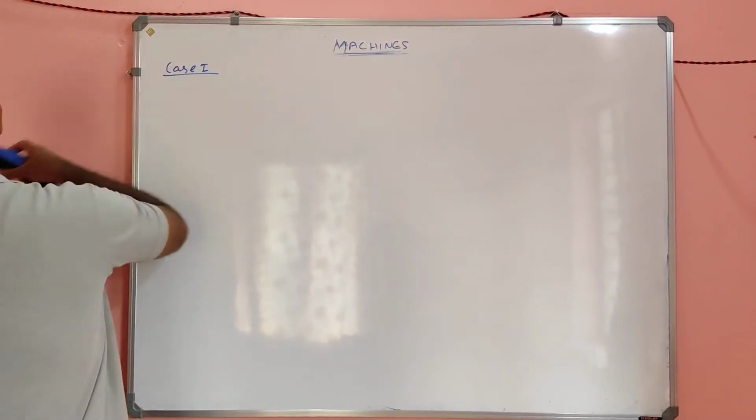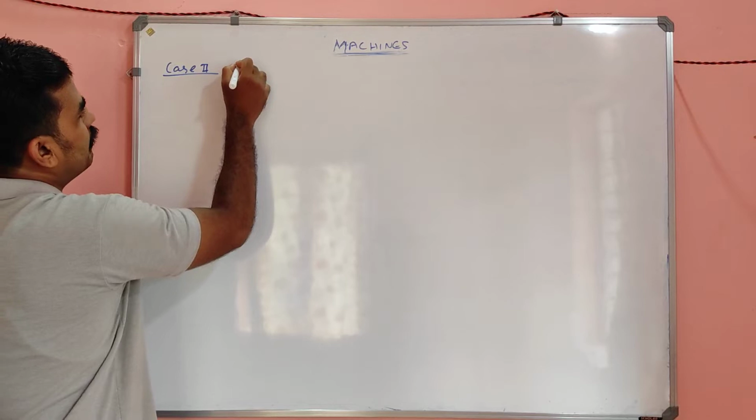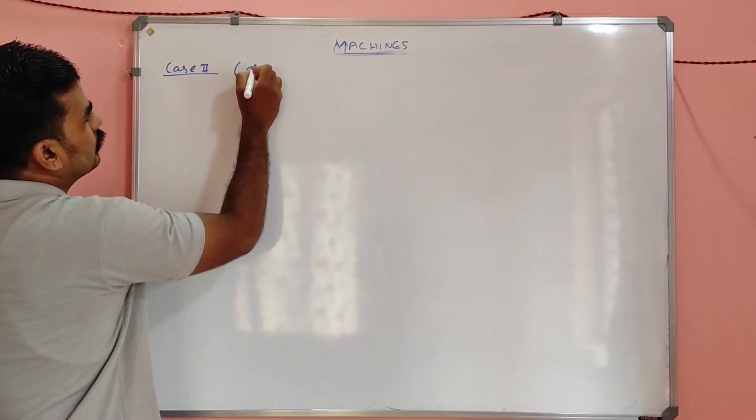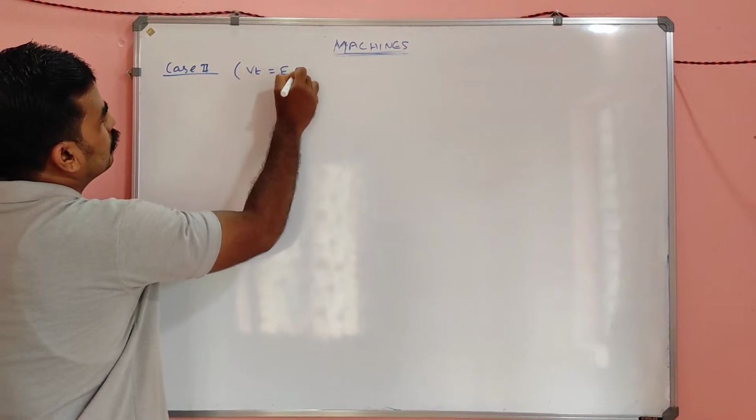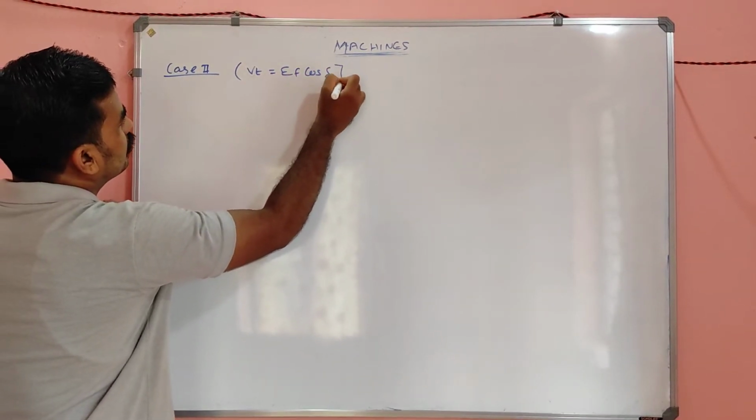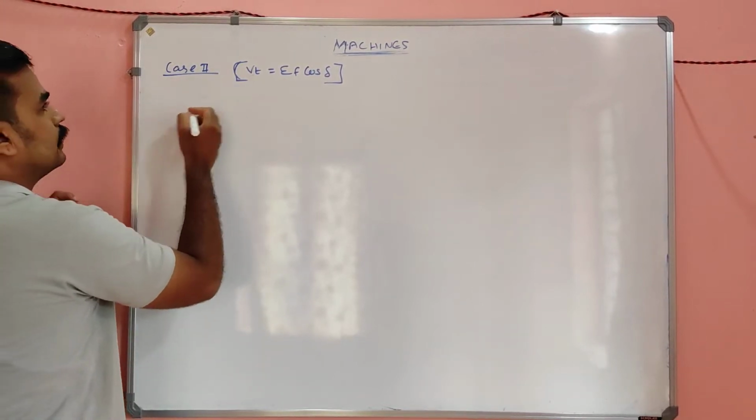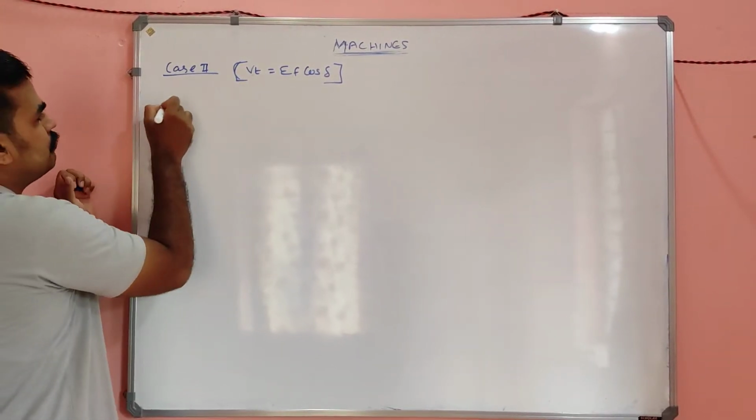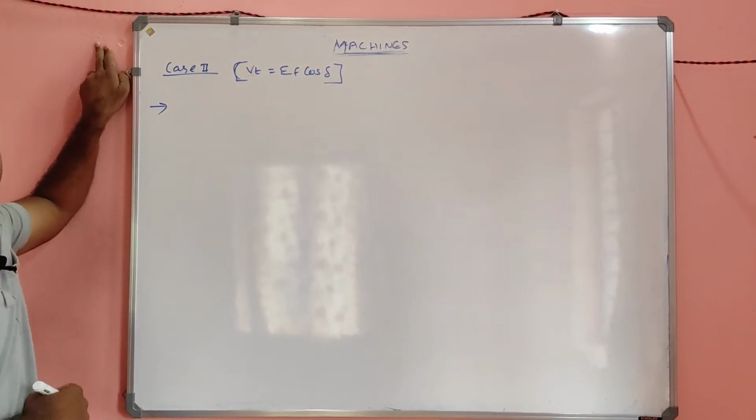Next you have to see case 2. In case 2, what had happened? Vt equal to Ef cos delta. Suppose the motor is operating under this condition. Under this condition means, what is the meaning of Vt equal to Ef cos delta?